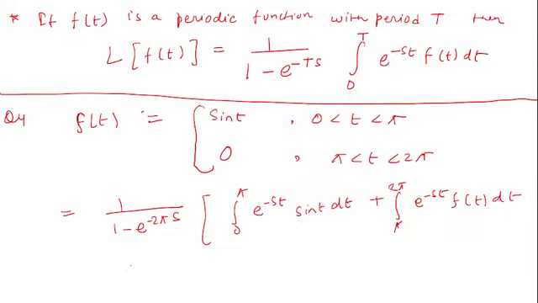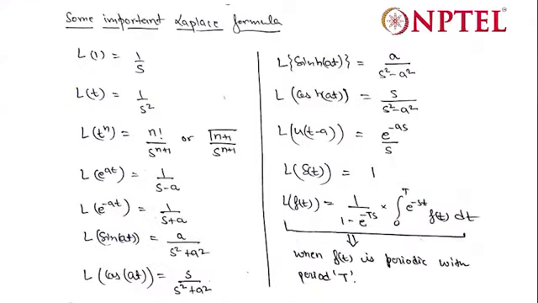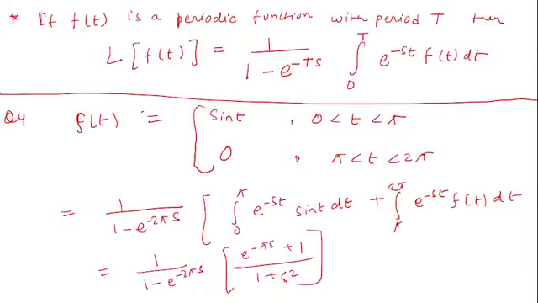When you solve this, your answer will be 1 upon 1 minus e to the power minus 2 pi s, times e to the power minus pi s plus 1 upon 1 plus s square. This will be your Laplace transform. So these things are not that important, but you should know that if they give you this kind of function, how to get the Laplace transform of such a function. So till now, whatever we have learned, all you have to learn is the formulas. The four formulas that we saw, all four, and one more if the given function is periodic.